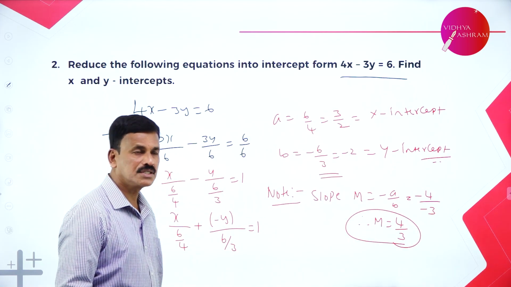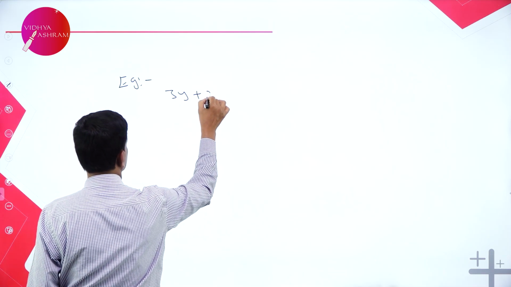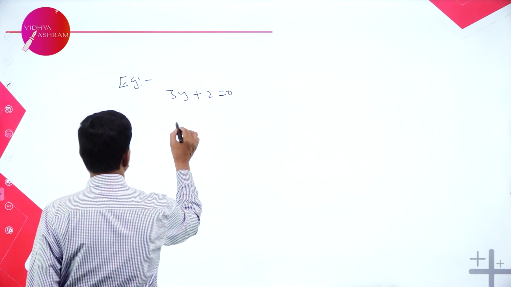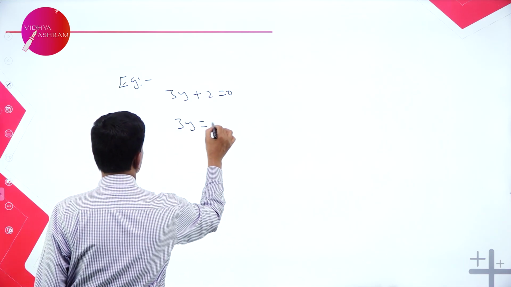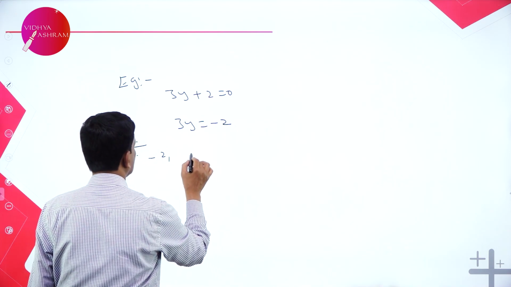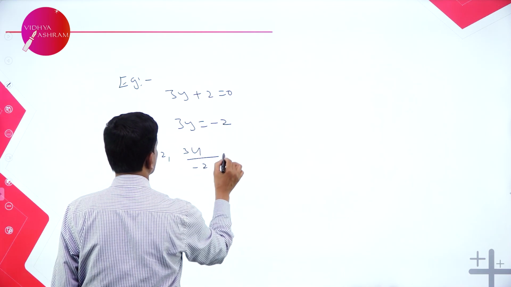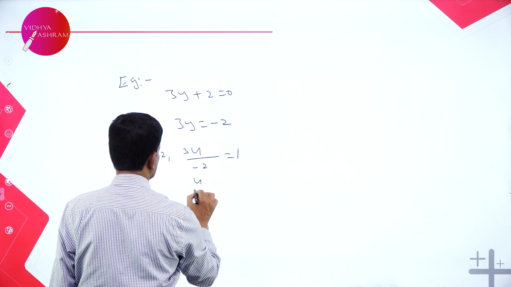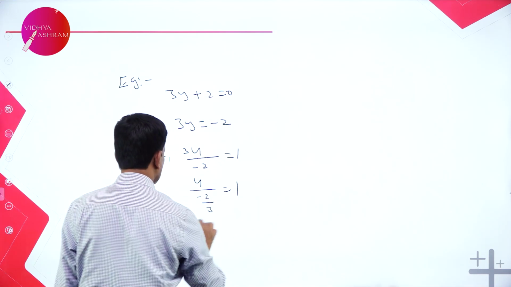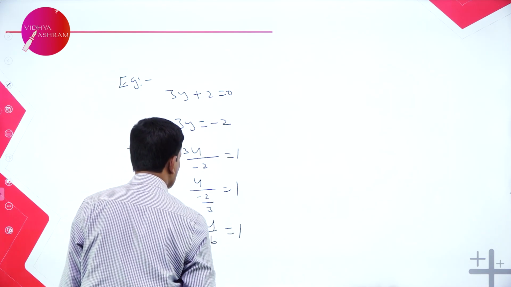Okay, right. Let us take one more example. 3y plus 2 is equal to 0. Okay. Now this can be written as, rewrite this, 3y is equal to minus 2. Divide by minus 2. What you will get? y by, 3y by minus 2 is equal to plus 1. So this can be written as y divided by minus 2 by 3 is equal to 1. Comparing with x by a plus y by b is equal to 1.